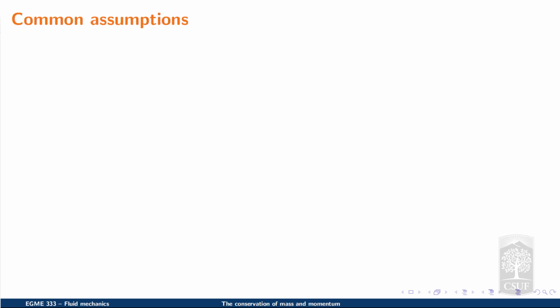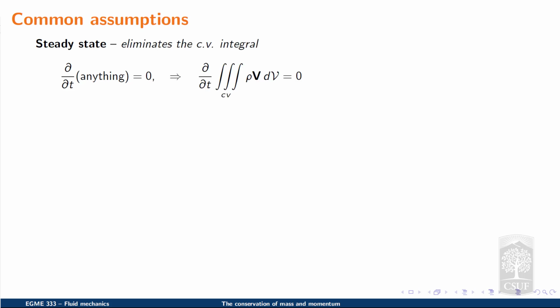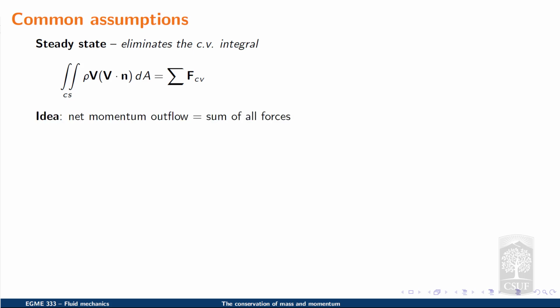Lastly, I do want to review a lot of the common assumptions that are utilized when working with the conservation of linear momentum. The first one is steady state, which, as we previously stated, anything where you take the partial derivative with respect to time, this is set automatically equal to 0. Therefore, by working with the steady state assumption, this eliminates the control volume integral. So it simplifies the conservation of linear momentum to the following expression, where conceptually we can think about it as the net momentum outflow is equal to the sum of all forces.